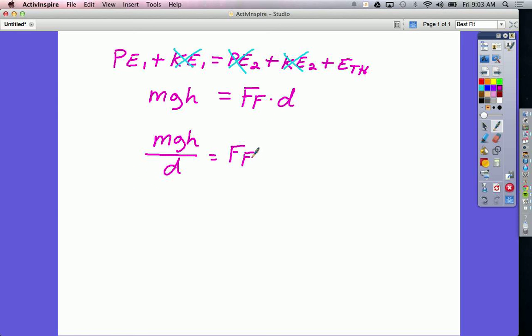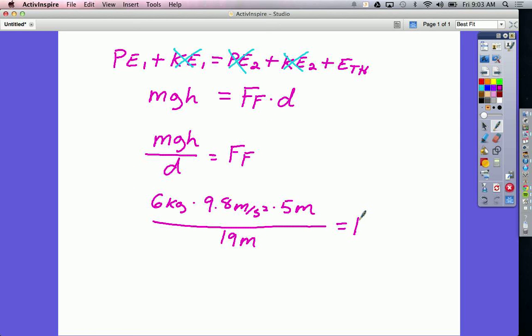I can plug in my numbers. The mass of the orange crate was 6 kilograms. Gravity is always 9.8 meters per second squared. The height of the ramp was 5 meters. And the oranges slid 19 meters before they eventually stopped.